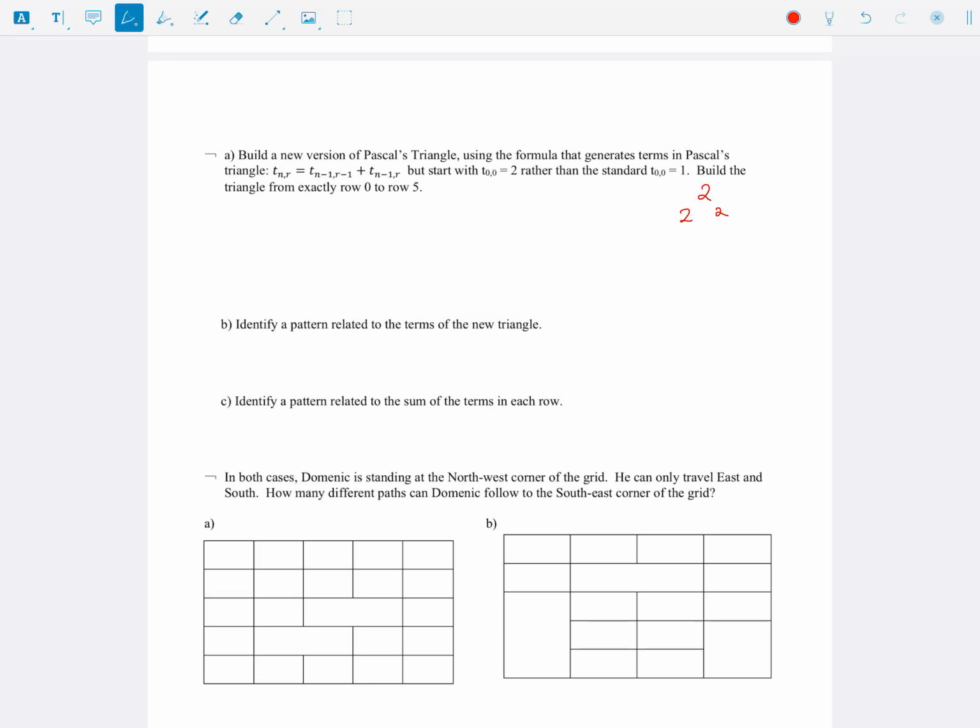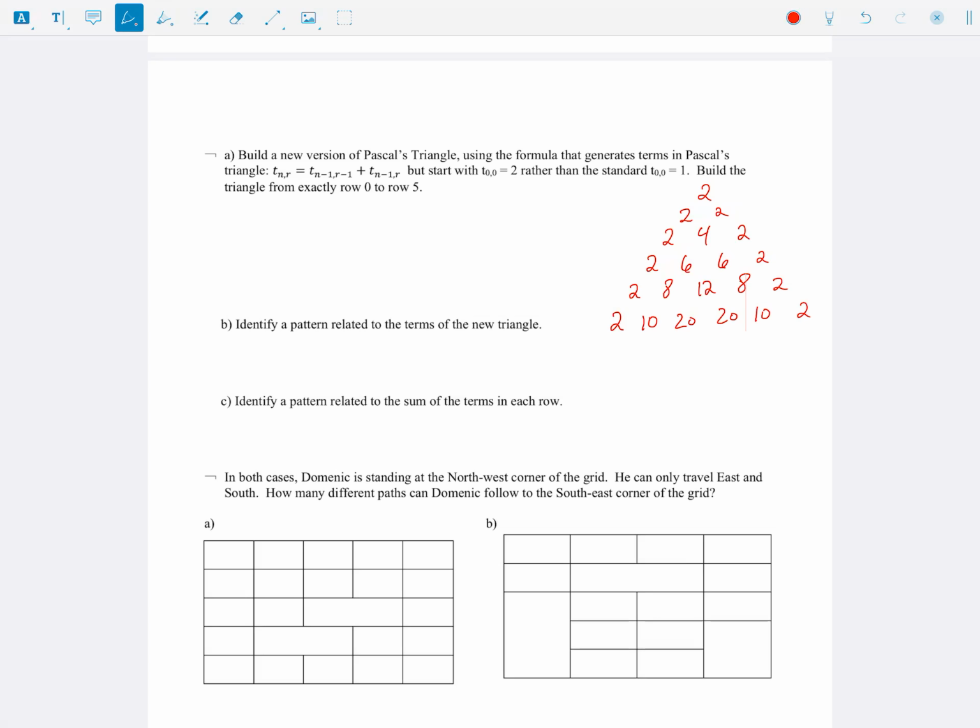I want you to pause the video and try and do it on your own now for a second. Okay, here's what we would have from here. 2, 4, 2. Next row, 2, 6, 6, 2. Next one, 2, 8. Whoops. 12, 8, 2. Next row, 2, 10, 20, 20, 10, 2.